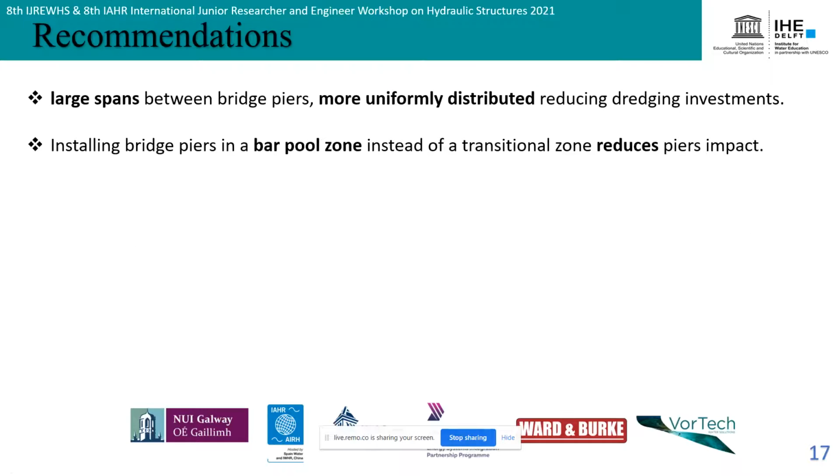So we recommend using larger spans and more uniformly distributed bridge piers in the river cross section to reduce dredging investment, as it has less impact on the river bed and as a result less deposition. Also we recommend installing bridge piers, if possible, in a bar pool zone instead of a transitional zone.